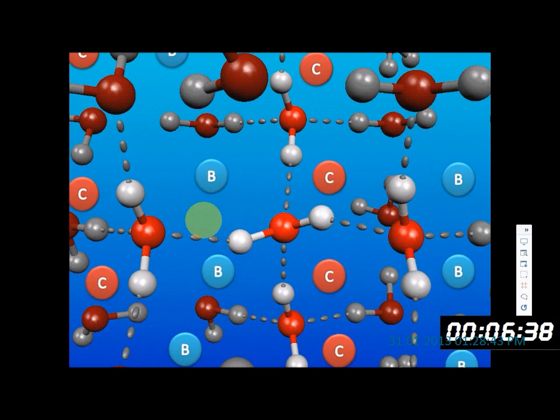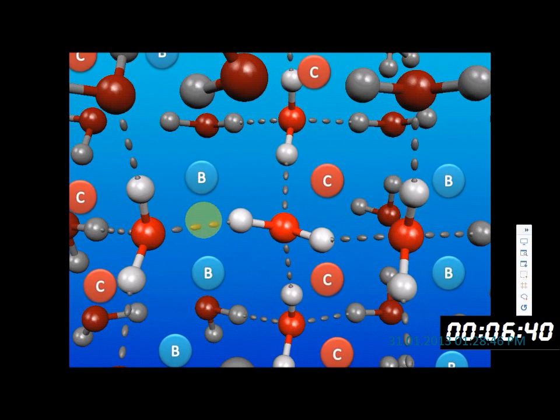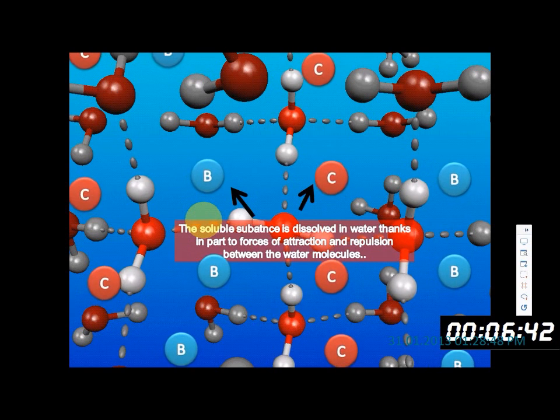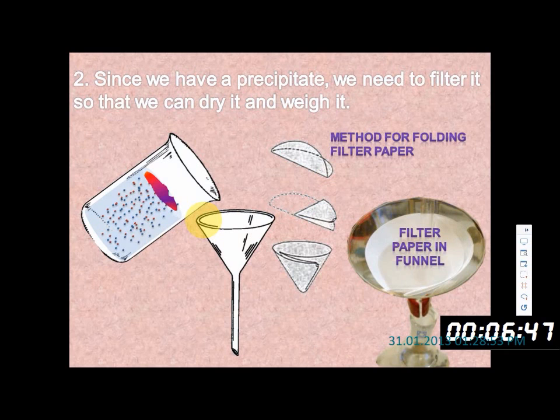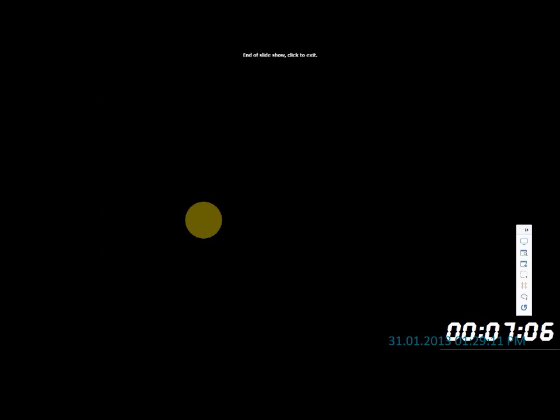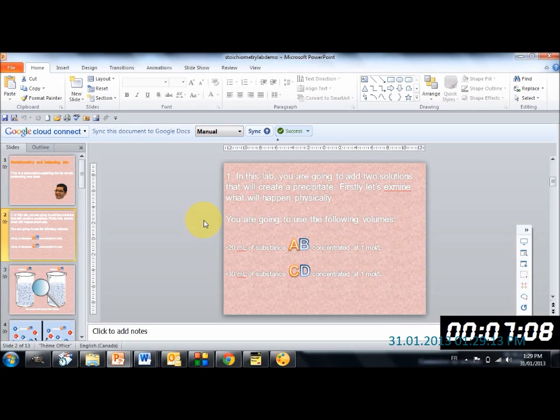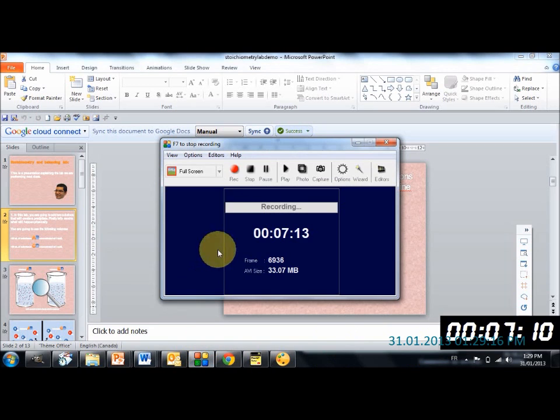Sean, you had a question? Okay. Alright, so the soluble substance is dissolved in water thanks in part to forces of attraction and repulsion between the water molecules. Of course, if we had to do this as a lab that counts, unfortunately it doesn't count because it's just a practice formative. After you react these guys, you'd have to filter it, bake it, and weigh it to see if your stoichiometry math proves that whatever you predicted is correct. But unfortunately, we don't do that. So that's pretty much it for this presentation. It's a short presentation.